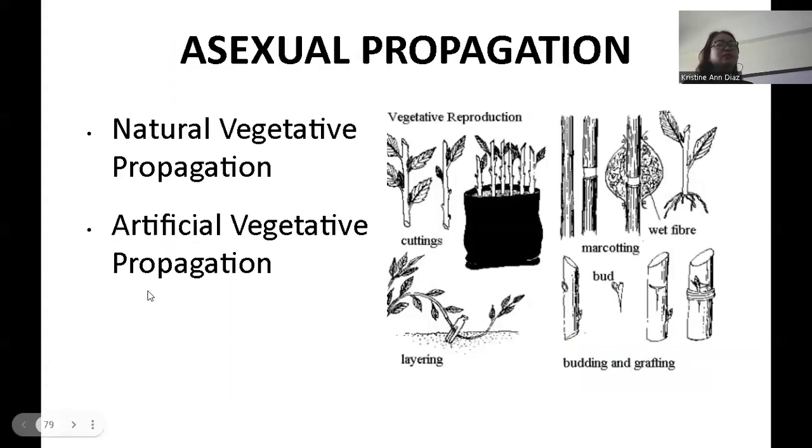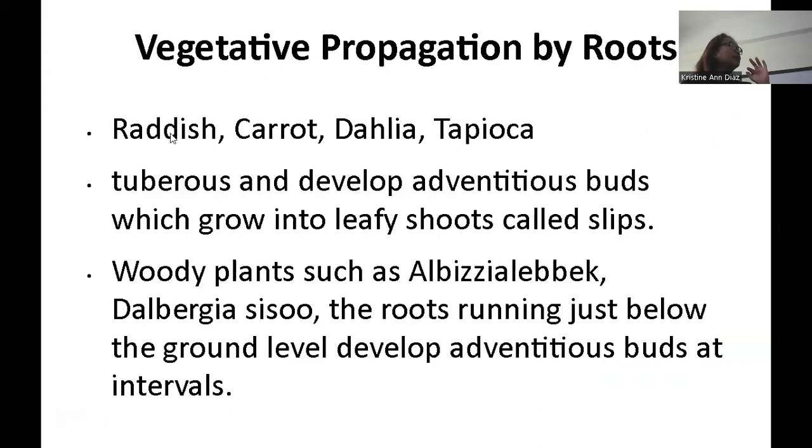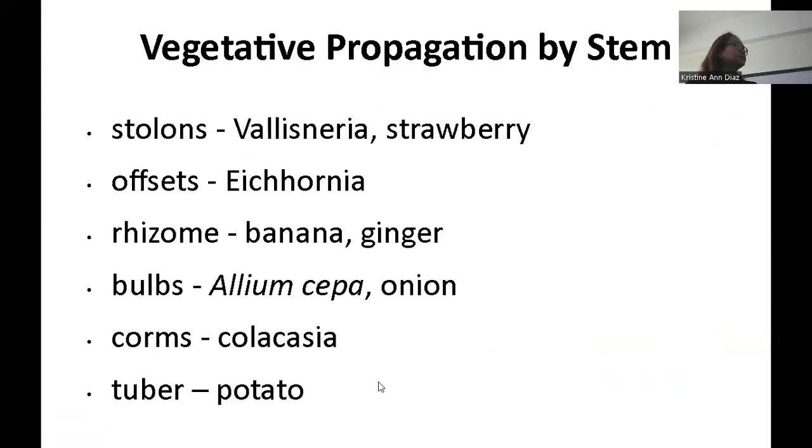So, asexual propagation could be natural or artificial. Pwede tayong propagation by root, stem, leaves, and reproductive organs. Like for roots, pwedeng radish, carrot, dahlia, tapioca, these are tuberous roots. And by stem naman, we have runners, stolons. Example, stolons ang tawag pag strawberry, offset pag acornia, rhizome pag banana and ginger, bulbs pag allium and onion, and corms for colocasia or taro, tuber, potato.